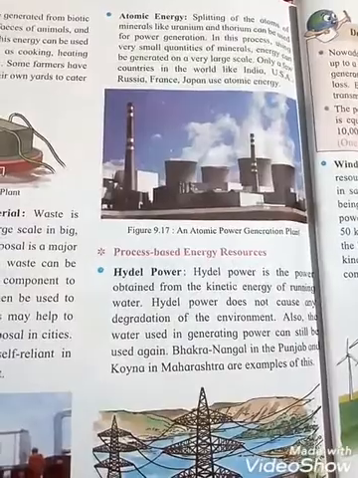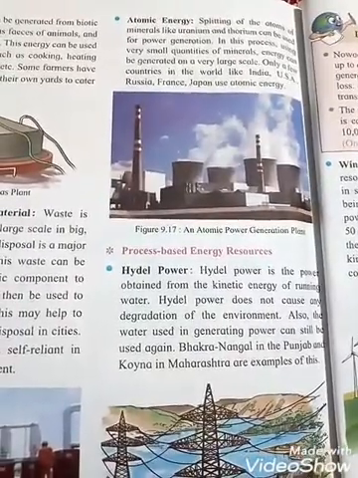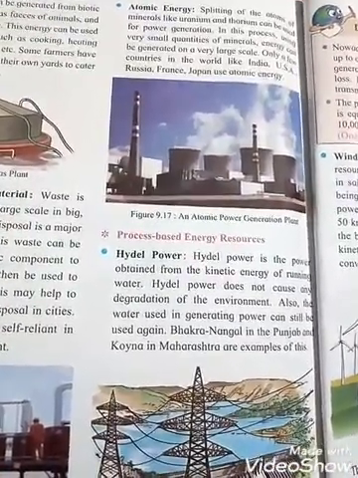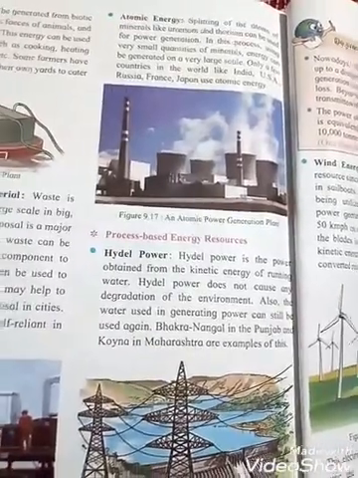That means only a few countries can use that. So which are their names in the world? India, USA, Russia, France, Japan use atomic energy. See the picture, figure 9.17, atomic power generation plants.